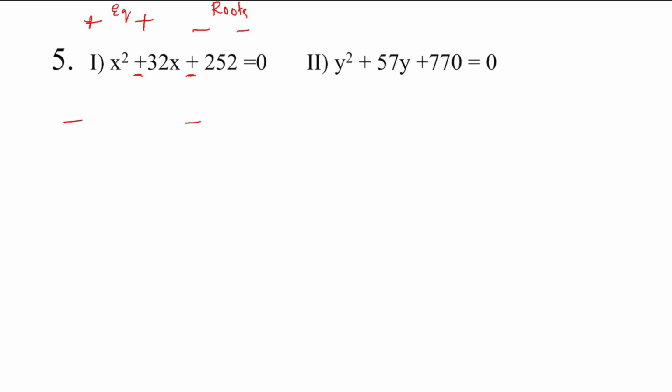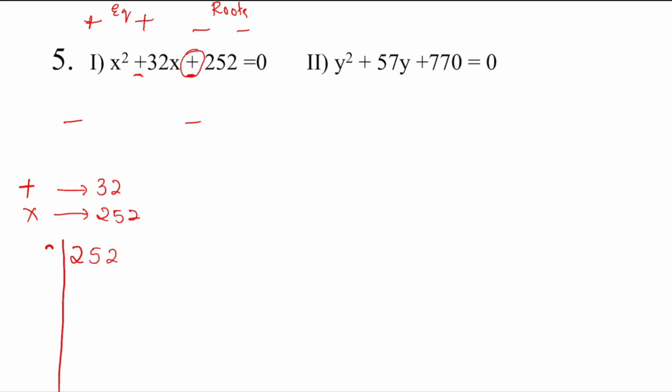Now the second symbol is plus. So if you add you should get 32, and if you multiply those two numbers you should get 252. So how will you find two numbers which multiply to 252? What you can do is factorize. Find the factors.